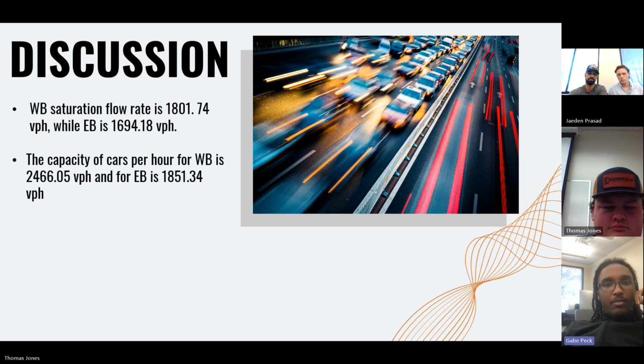Our westbound saturation flow rate was 1,801 vehicles per hour, while eastbound is 1,694 vehicles per hour. Our capacity of cars per hour for westbound is 2,466, and for eastbound is 1,851.